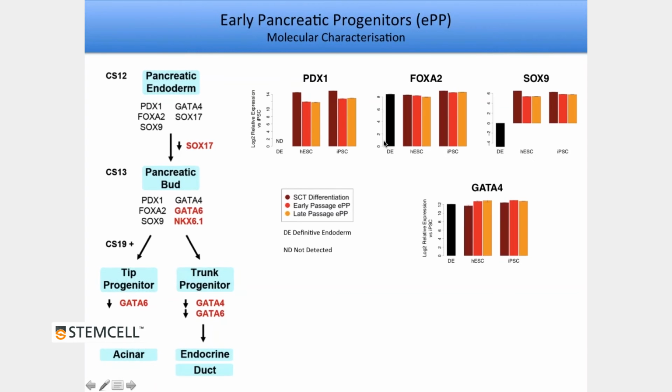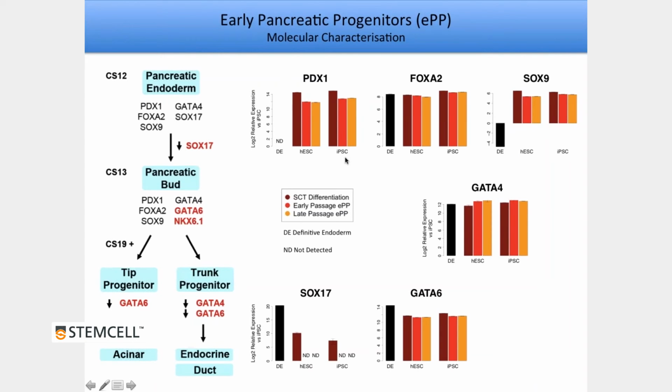So what you can see from this data is, although there is a small decrease in the levels of PDX1 and SOX9, my EPP cells express these key markers of pancreatic development robustly. They express them similarly between the different lines, and they don't seem to change much over time, as you can see between the early and the late passages.